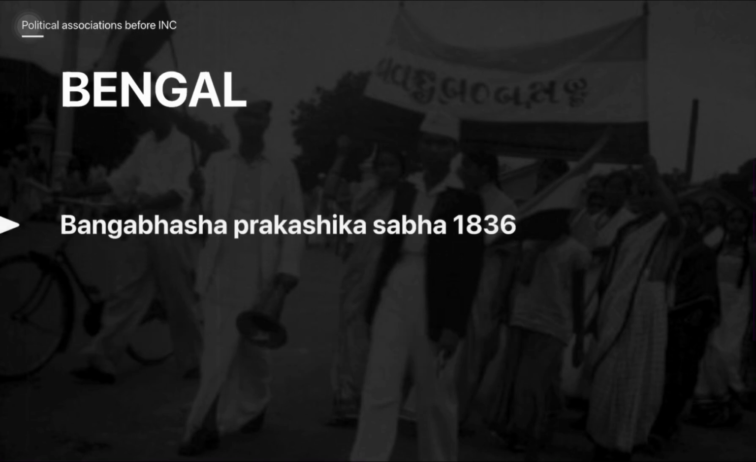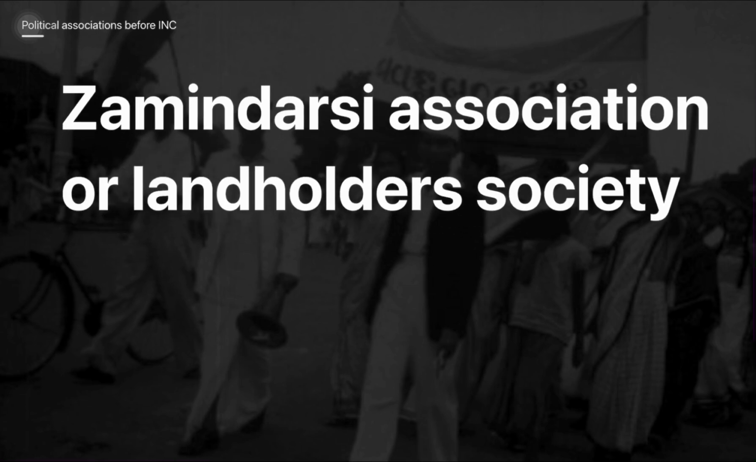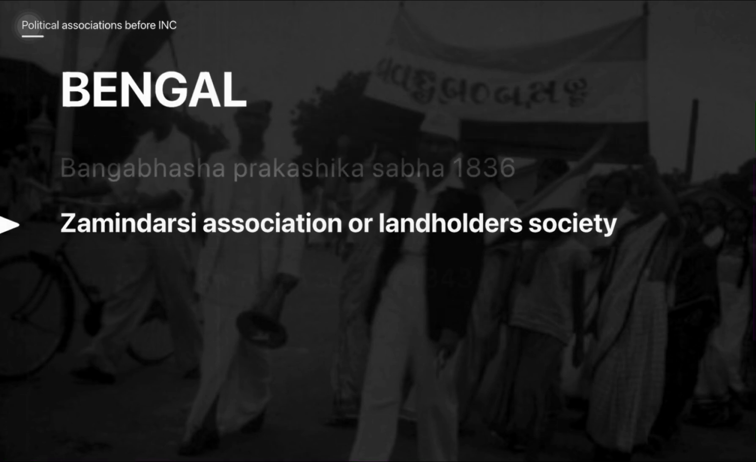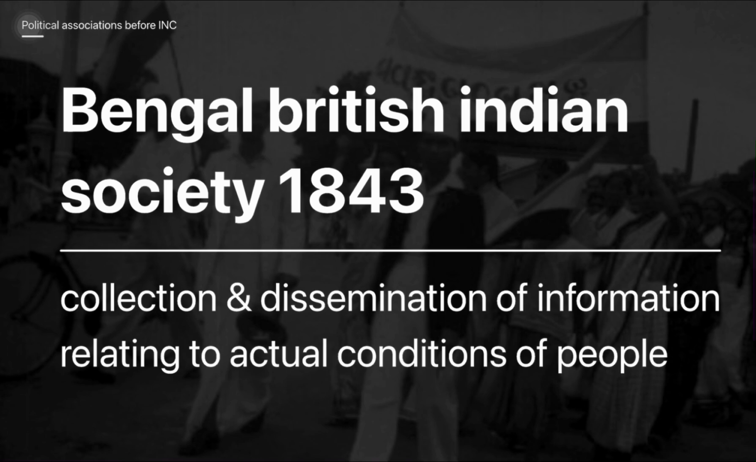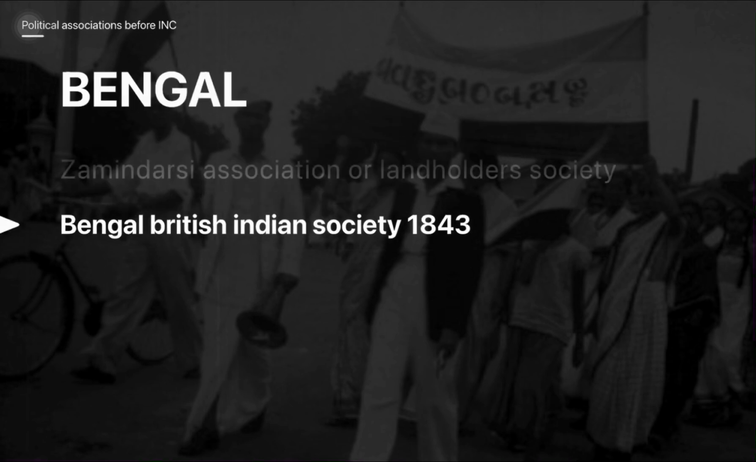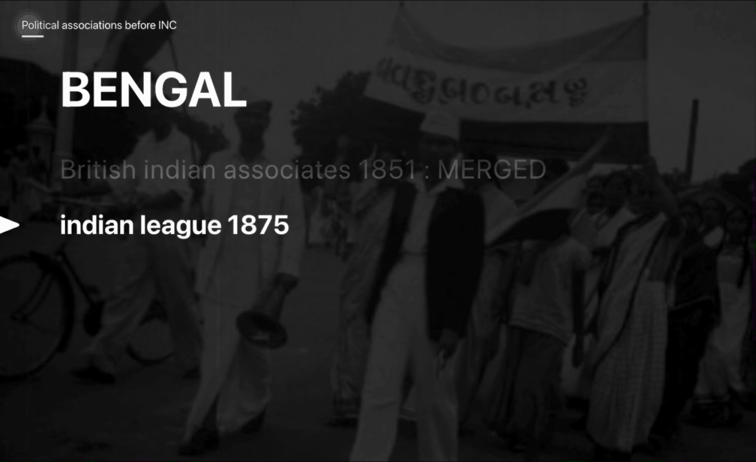Political associations before INC in Bengal. Bhangabhasa Prakashika Sabha of 1836. Second is the Zamindari Association, or Landholders' Society. It began political activity and the method of constitutional agitation. Bengal British Indian Society of 1843: collection and dissemination of information relating to the actual condition of the people. Both the Zamindari Association and the Bengal British Indian Society merged into the British Indian Association in 1851.